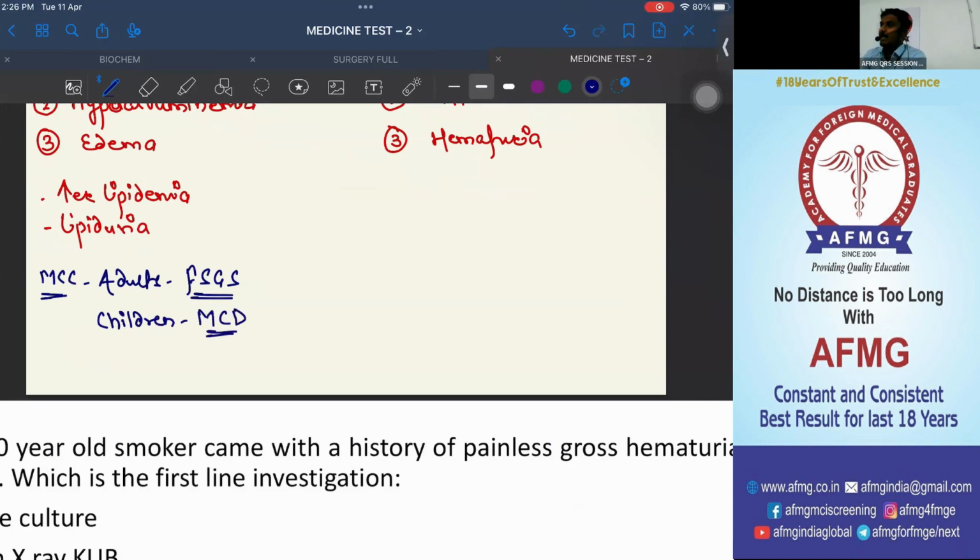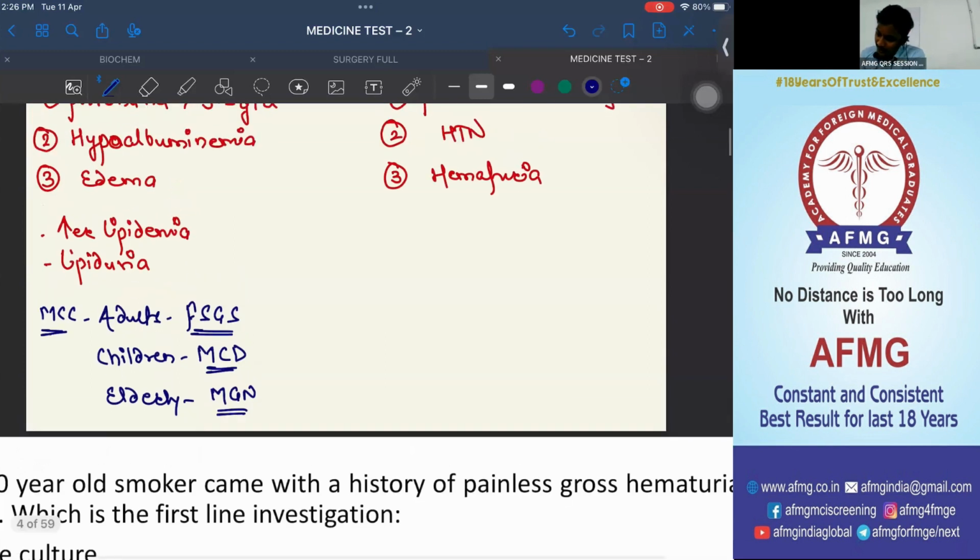What do I mean by MCD? Minimal change disease. Whereas if I talk about an elderly patient, more than 65 years old, the most common cause of nephrotic syndrome in an elderly patient is MGN. What do I mean by MGN? Membranous glomerulonephritis or membranous nephropathy, you can call it.